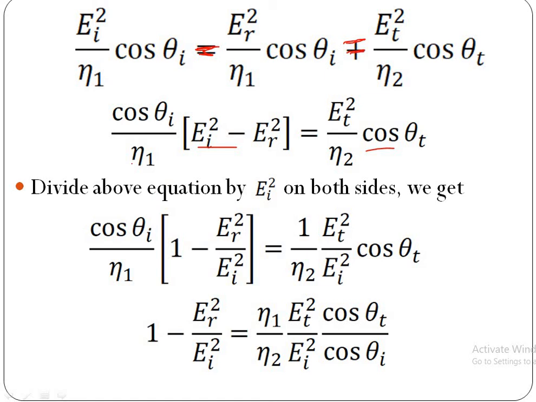Divide this equation by Ea square on both sides. Then this becomes 1 minus Er square by Ea square. On the other side, 1 by eta 2 Et square by Ea square into cos theta t. Now take this term to the other side. Then this becomes 1 minus Er square by Ea square is equal to eta 1 by eta 2 Et square by Ea square into cos theta t by cos theta I.